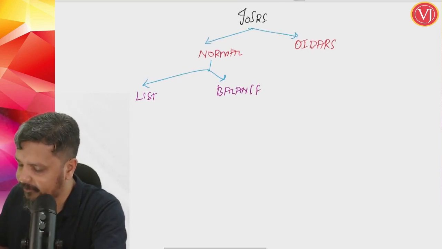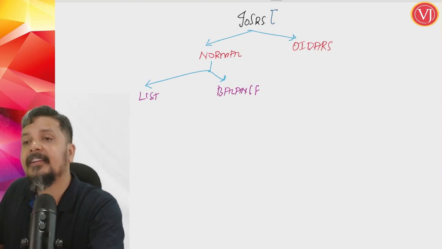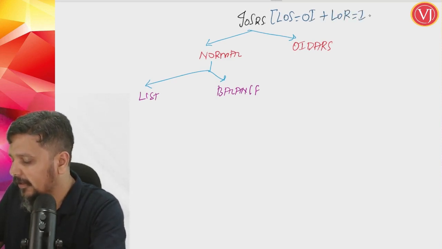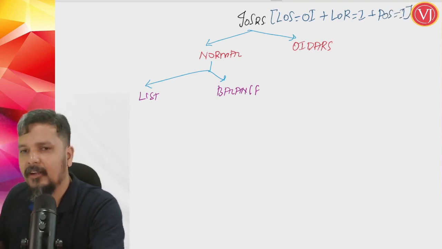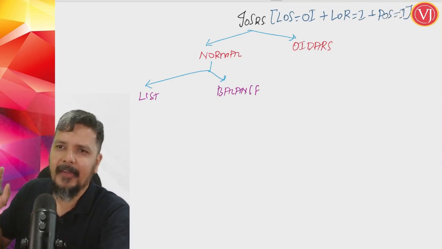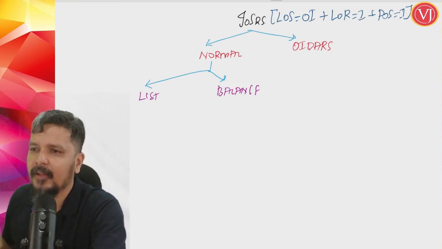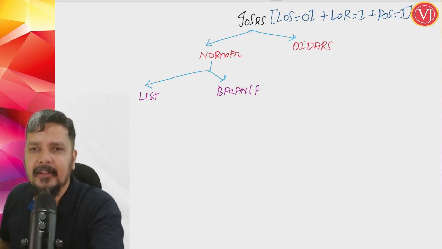What is that list? See, importation of services, make one thing very clear. There are three conditions which must be satisfied: location of supplier outside India, location of recipient in India, place of supply in India. That is the definition of importation of services. Supplier outside India, recipient in India, place of supply in India.